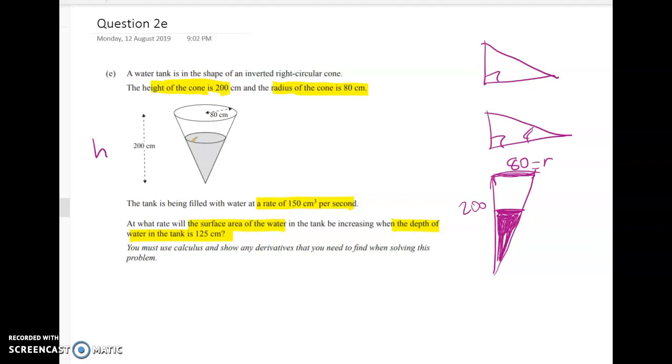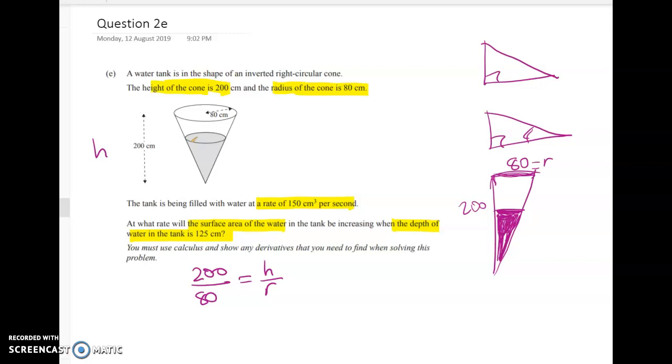So we can write that like this, that if we've got 200 over 80 when it's full, that must equal the height over the radius. And that means that I can get rid of one of the variables. I can eliminate either H or R, but we'll get to that in a minute.